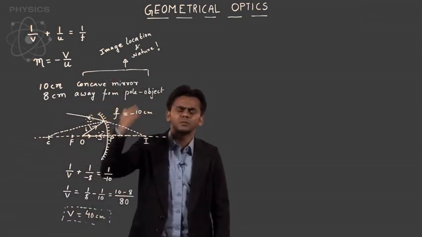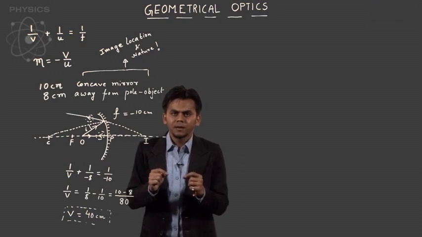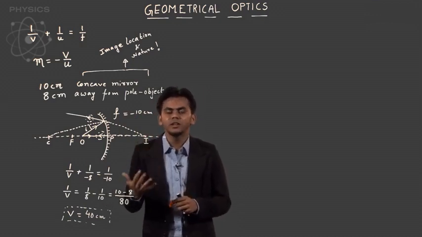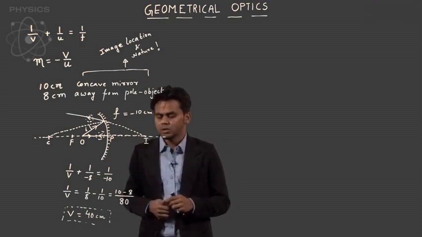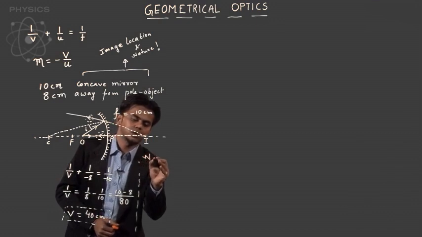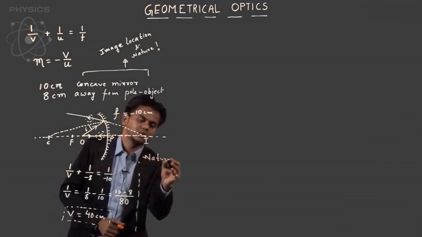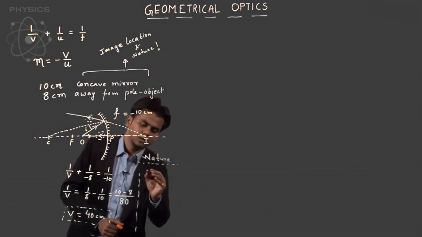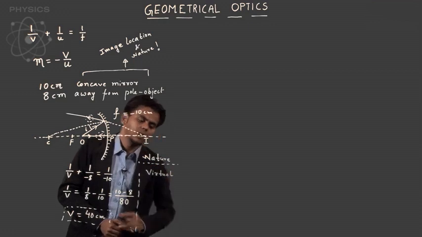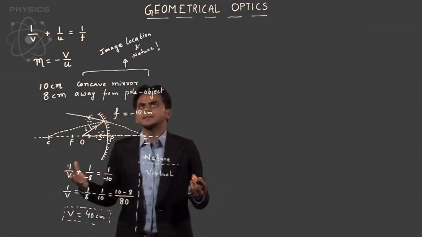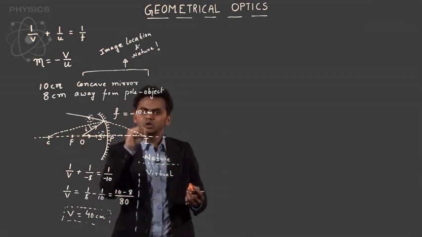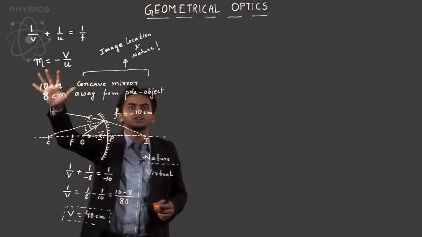And what would be the nature of the image? For the nature of the image, there's one small hint over here. This is a virtual image. So without doing any calculation, I can simply say it's a virtual image. So over here I'll write, in the nature column, virtual. And as there is a point object, there would be a point image too. So there's no need of a magnification thing over here.